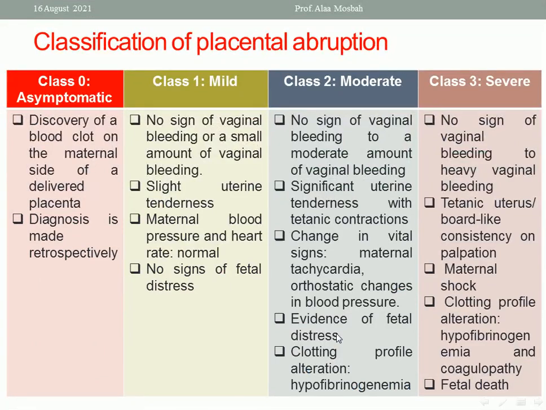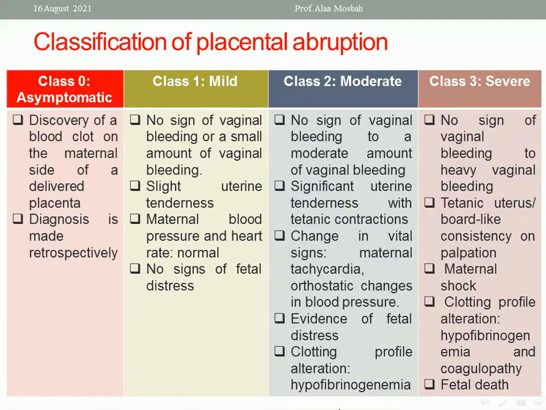What is the classification of placental abruption? Really, we have 4 classes: class 0, 1, 2, 3. Class 0 is asymptomatic, with discovery of a blood clot on the maternal side of the delivered placenta, discovered accidentally after delivery. Diagnosis is made retrospectively. You delivered the lady and they delivered the placenta, then you found a small blood clot, so discovered retrospectively.